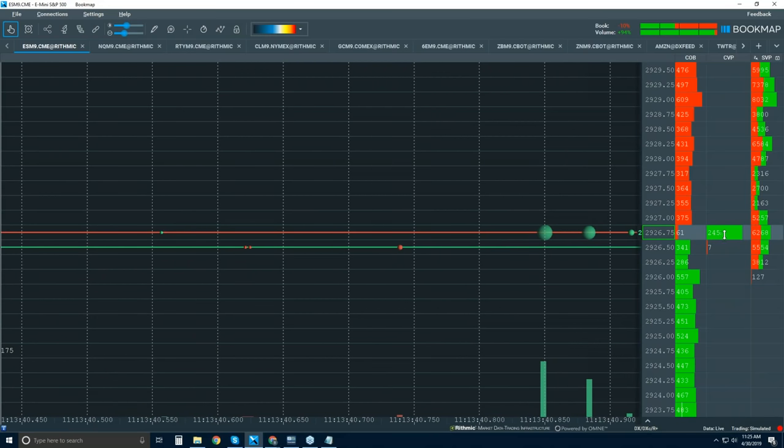all of that liquidity has transacted. 245 have transacted. This is a volume column here, a chart range volume. What is viewable in my chart range here? So now they've taken all the liquidity here at 26 and three quarters.